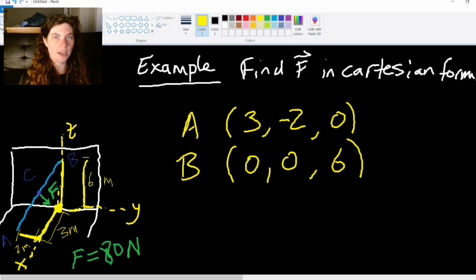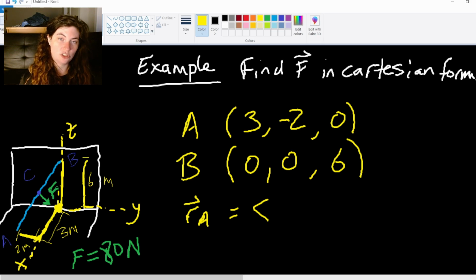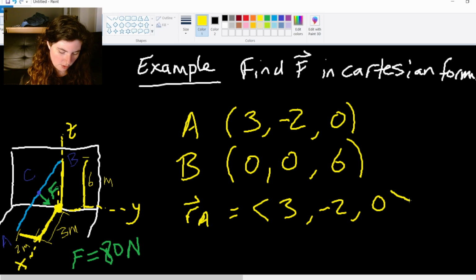So now finding each of the vectors of this is fairly easy because we're going to the origin. So the vector RA is going to be the same as the point form, and that's only because we're using the origin as the point we're going to, right? So we're doing RA is 3 minus 0, negative 2 minus 0, and 0 minus 0. So you end up with the same vector notation as you do point notation. 3, negative 2, 0. RB, exact same thing. 0, 0, 6.